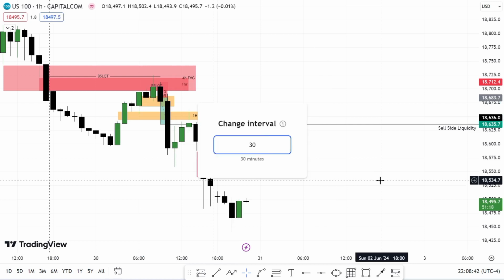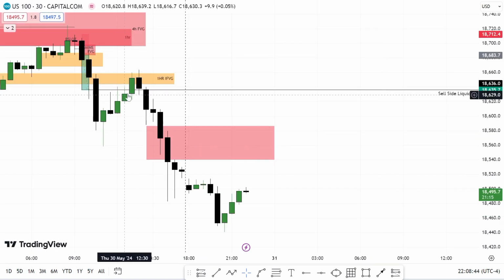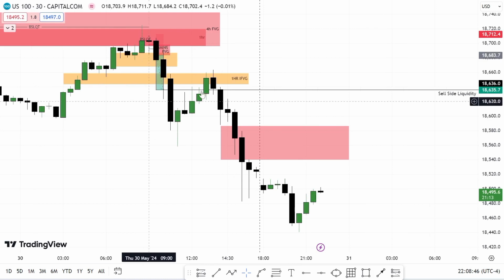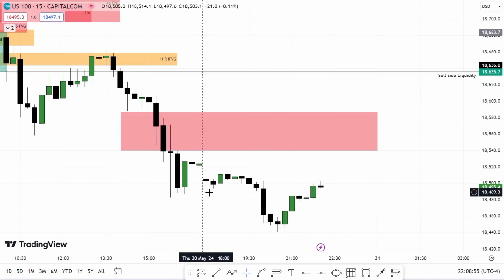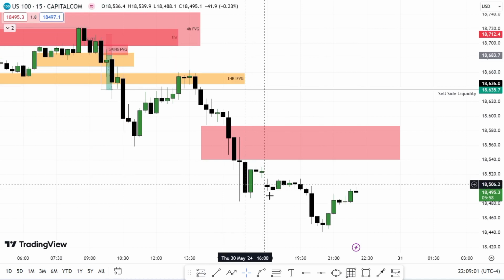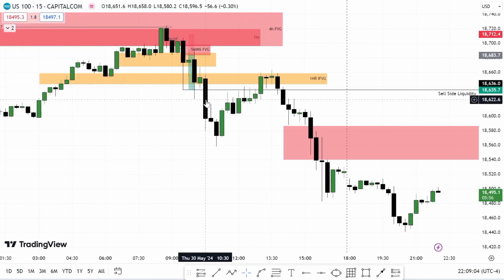So let's get to 30 minutes. In the 30-minute time frame, we don't have a fair value gap here, but we have very quick displacement to the downside. So let's go to the 15 minutes. In 15 minutes here, we have this other block right here, a bearish order block. This down green candle, this up close green candle, I mean.